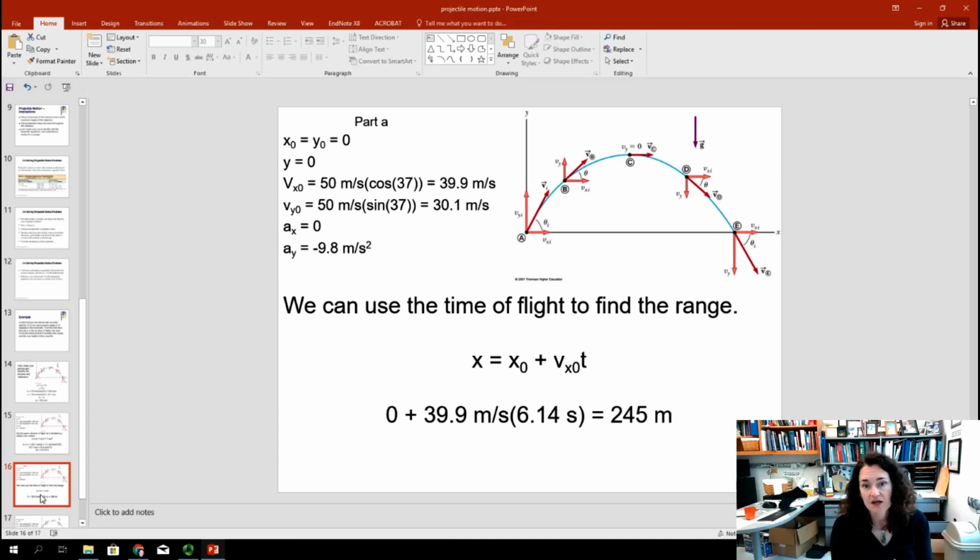Now I'm going to add on my initial velocity in the x direction, vx naught, which is 39.9 meters per second, and multiply that times the time of flight, which I solved for in the previous slide, and that's 6.14 seconds. When I multiply 39.9 times 6.14, I get 245 meters. So that's my range for my projectile.